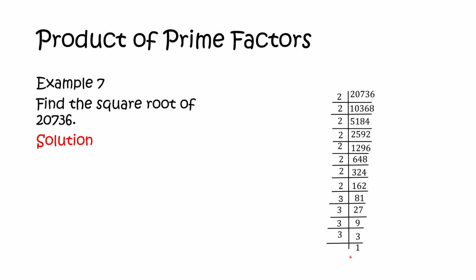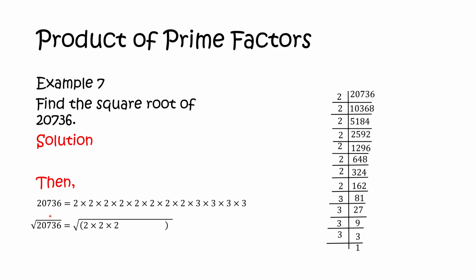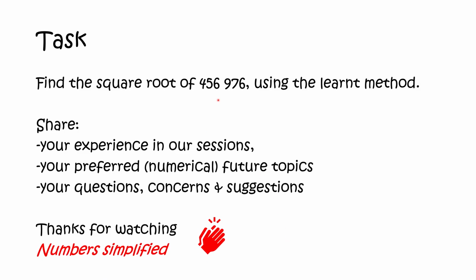Awesome. So now we are saying the square root of 20,736 would be given by this 2 times 2 times 2 times 2 times 3 times 3 because we have separated this into 2 identical groups. So the square root and the square will cancel out so that when we multiply these digits, we get 144. Awesome. So if you have made it thus far, congratulations.